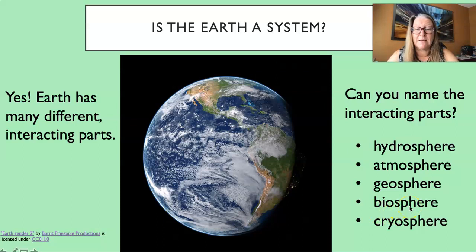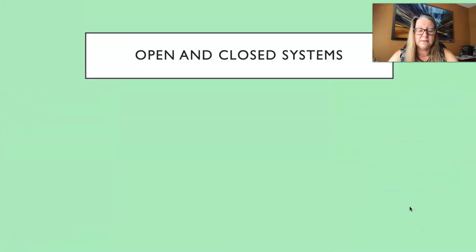So that's a quick example. But Earth is complex. And the bottom line is we can't think of it as a bunch of isolated different systems. It makes it more difficult to study, but it is more realistic. So there are two kinds of systems I'd like to mention, open and closed.